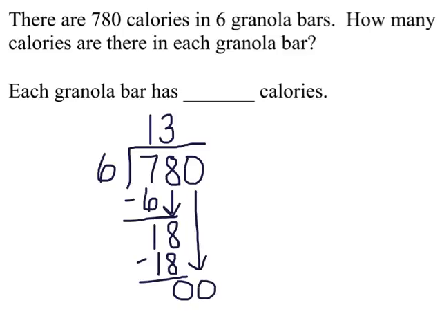Now this is where a lot of boys and girls want to stop because they say, well, that's 0, and so I guess each granola bar has 13 calories, but that would not be so. Because I do need to go ahead and make sure that I have something in that ones place in my quotient. So how many times will 6 go into 0? Well, the answer would be 0. So 0 times 6 is 0, and subtract and get 0. And so my final answer is 130, and that is certainly different from 13. So each granola bar has 130 calories.